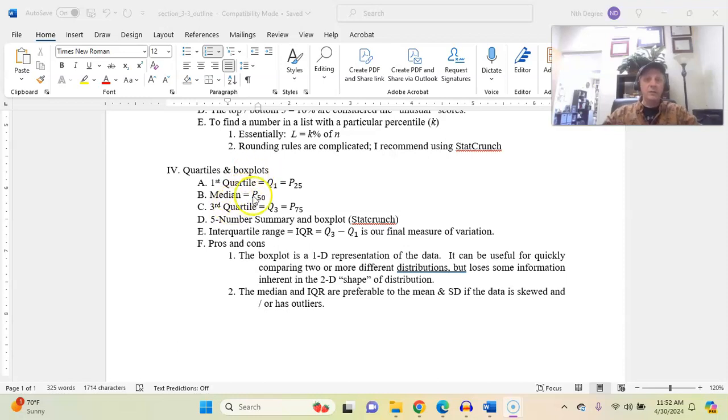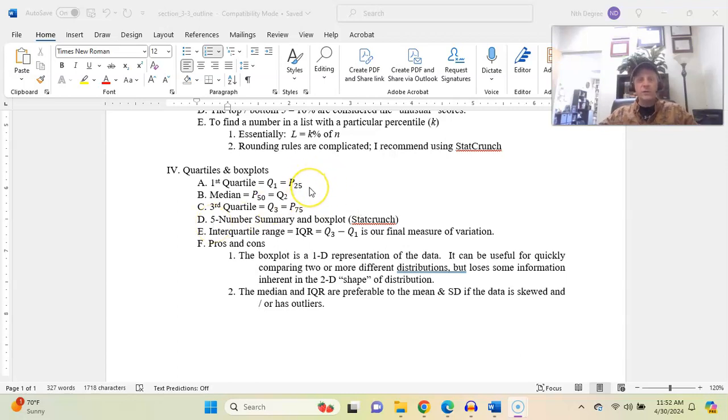Of course, the median is also known as the 50th percentile, or we could call that Q2. It usually isn't written that way, but we could think about it as the second quartile. The third quartile, abbreviated as Q3, is also known as the 75th percentile. So it separates the top 25% of the scores from the rest.